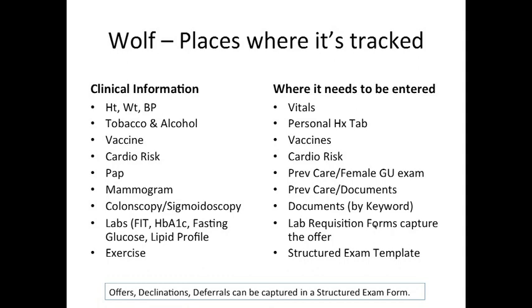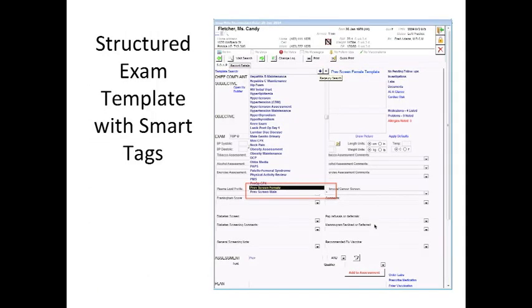It's easy to record a lab requisition as an offer of screening, and when the results come back, that's very good evidence of the offer. But when the patient refuses it or defers it, you have to think a little bit outside the box about how you're going to enter it. So what you want to ideally use is a structured exam template.